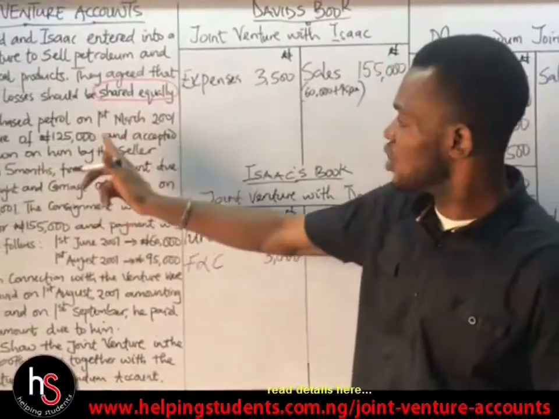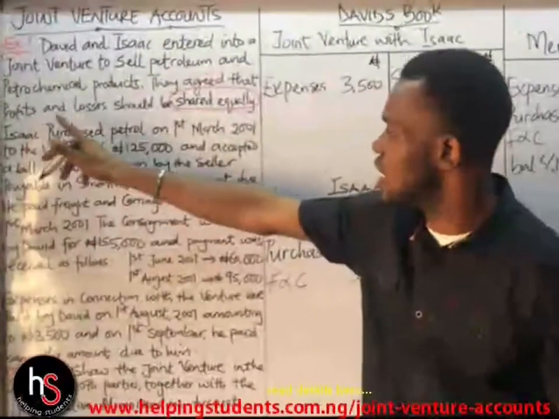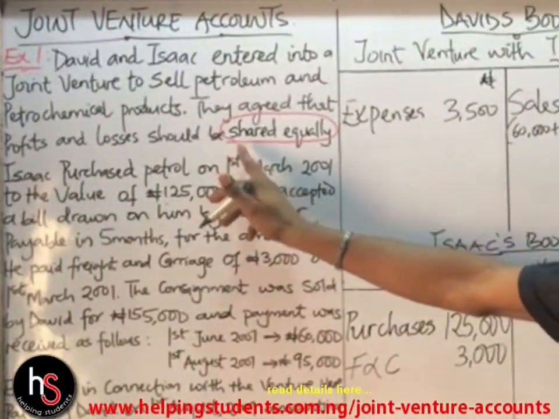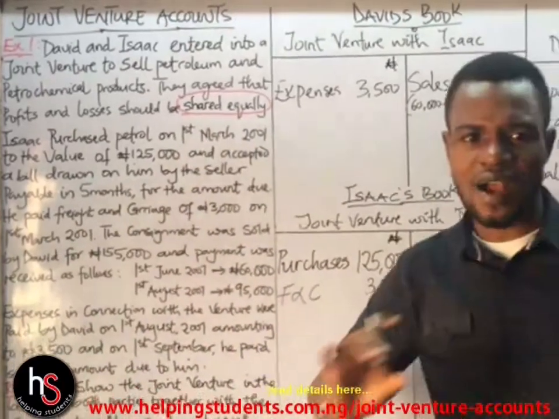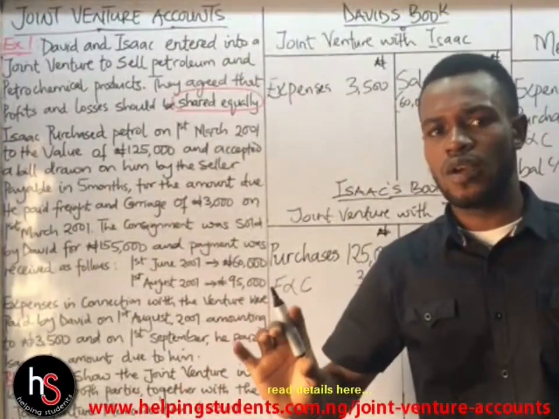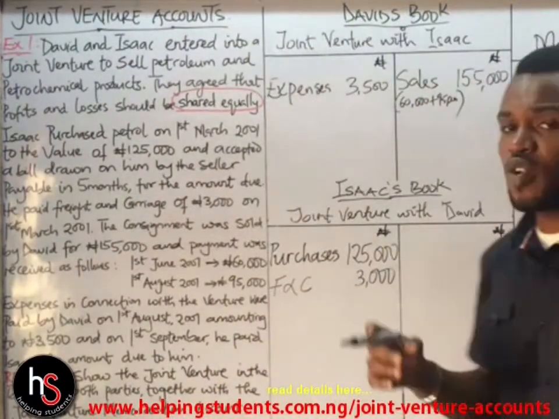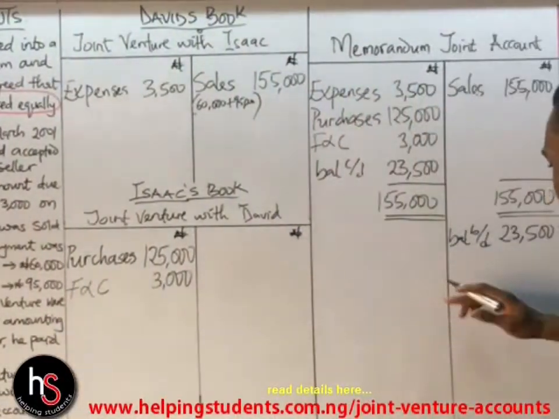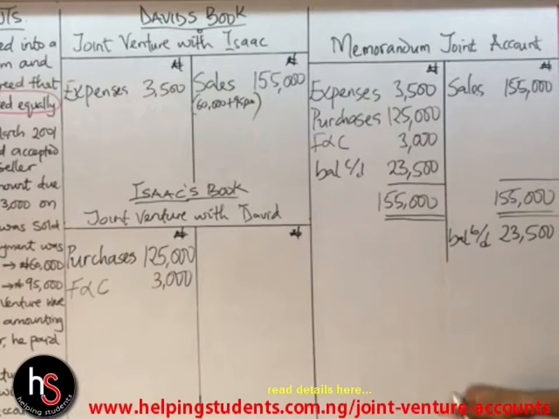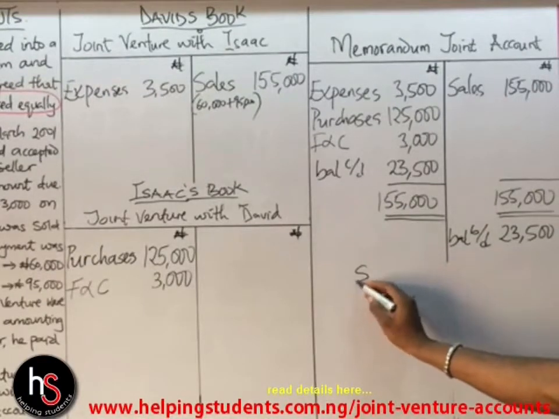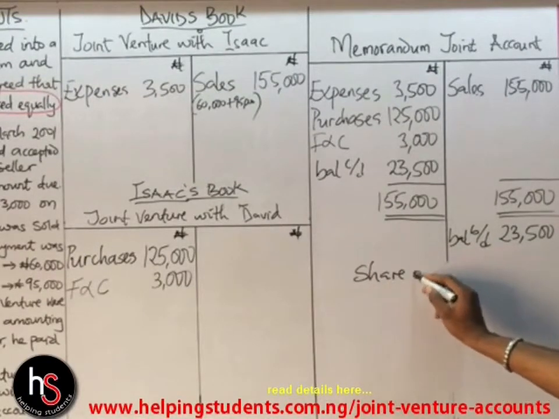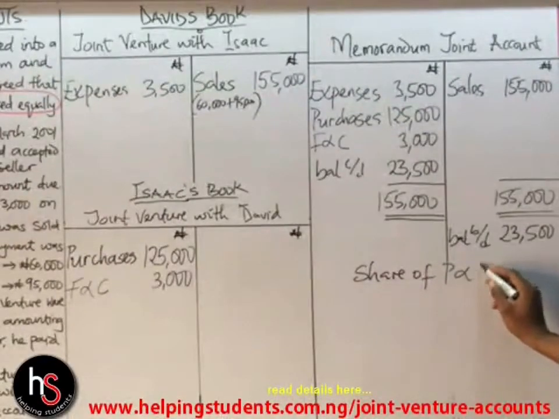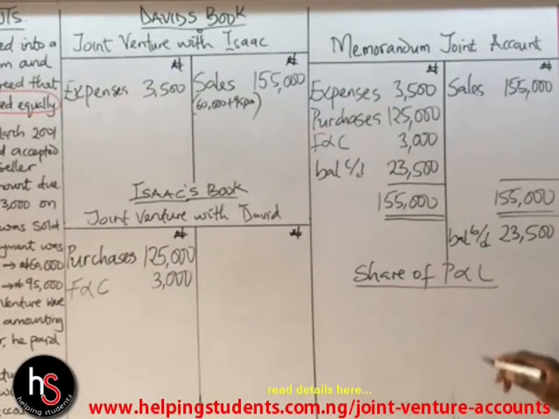Now when we come back to the question, we can see that the question told us that the profits and losses should be shared equally. That was what they agreed on, okay? So each of them is going to have half of it, all right? So the next thing we do here is now to determine the share of profits and loss.